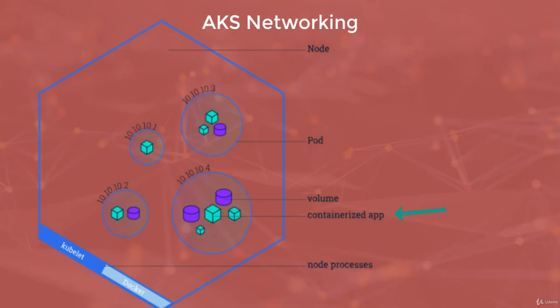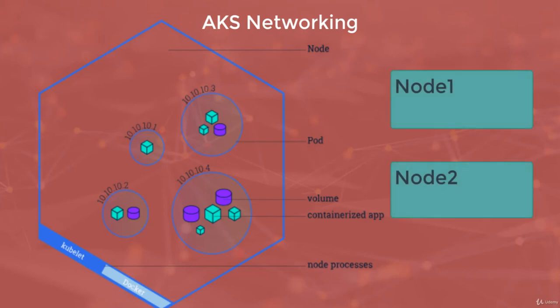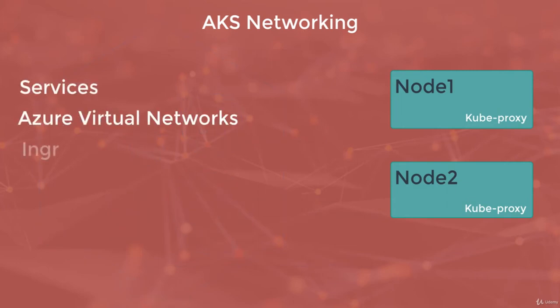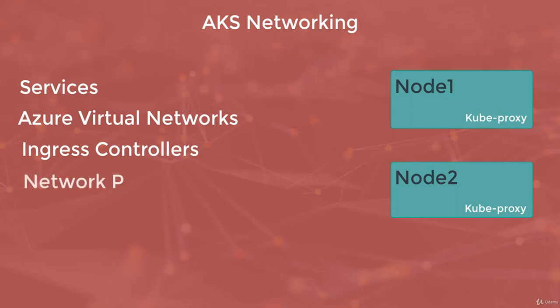That's the sequence. In the previous lesson, we did speak about kube proxy, right? So the kube proxy component runs on every node, and this is responsible to provide all the networking features that Kubernetes services need. There are various concepts that we have inside the networking of your Azure Kubernetes Services. So we've got to talk about services, Azure virtual networks, ingress controllers, and network policies. Let's talk about services first.